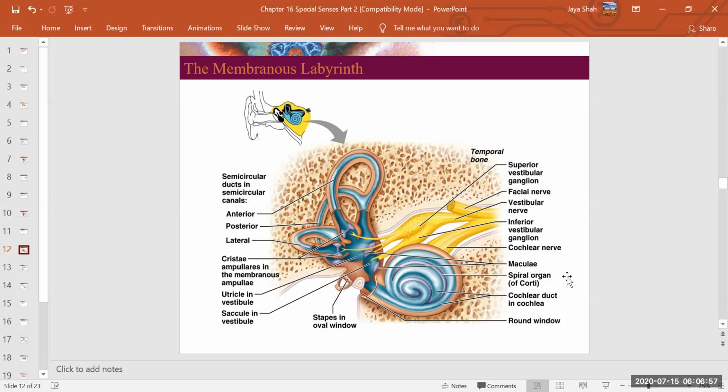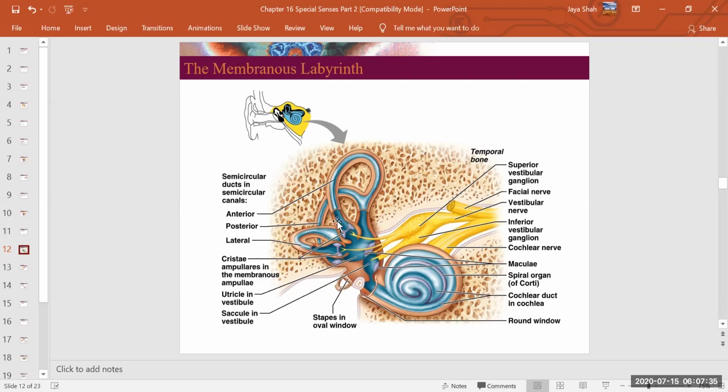Now, from this spiral, we're going to see the histology of this structure later, how they look. This spiral organ of Corti contains receptors, and those receptors are attached to the dendrites of some neurons. When a sound wave comes here, the spiral organ of Corti depolarizes its hair cell receptors, which produce an action potential, and it passes through the cochlear nerve.